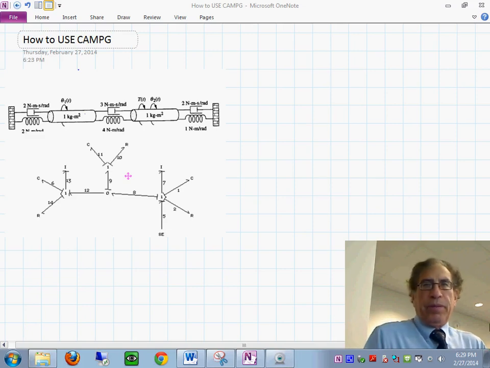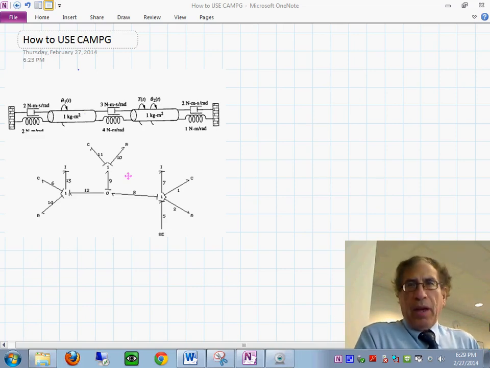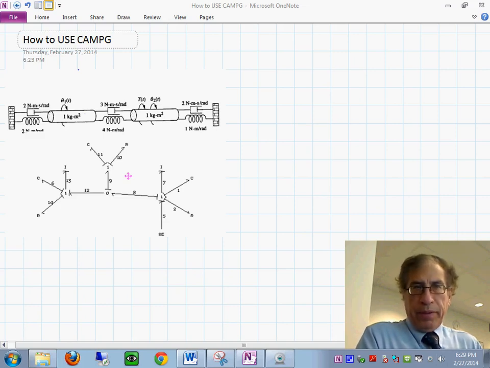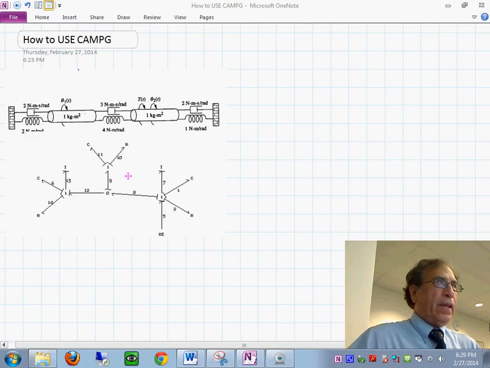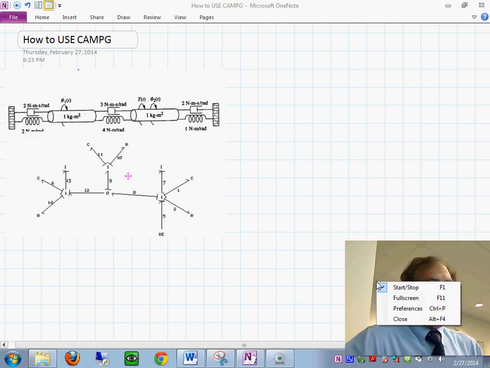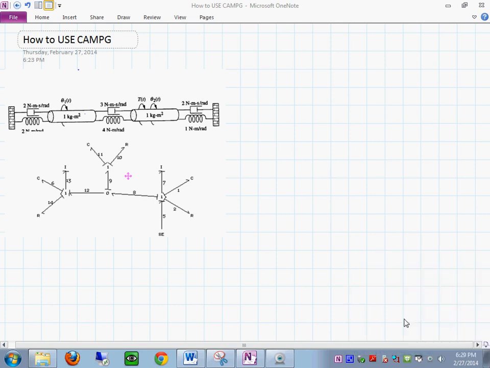Today we're going to see how we enter the model that you see on the screen into the CAMG and how we actually perform a simulation. Let's take a look at this. We have this rotational system.